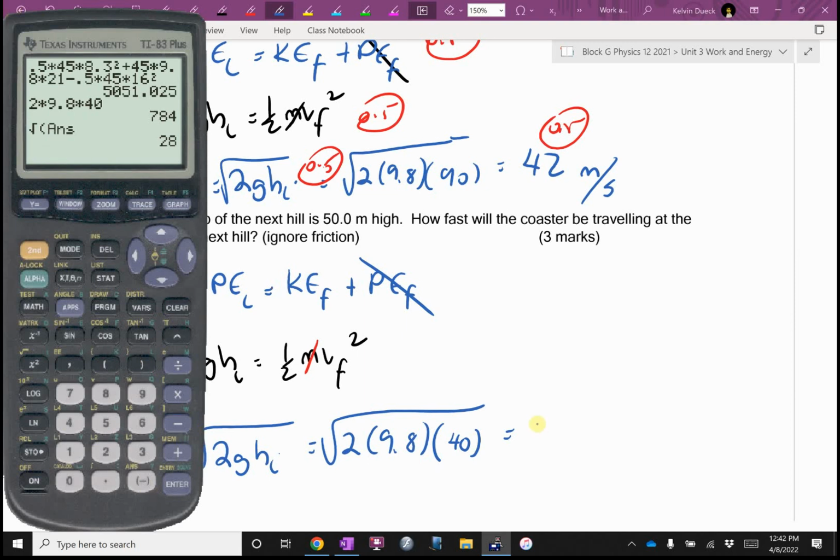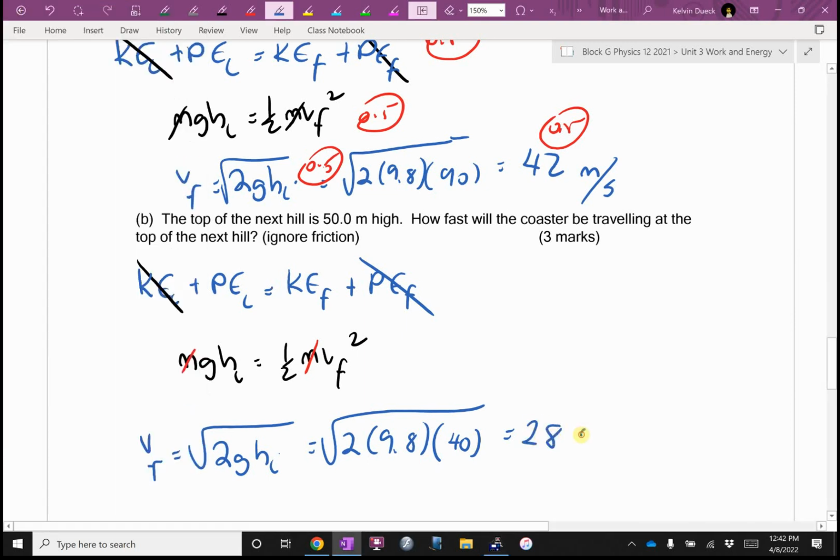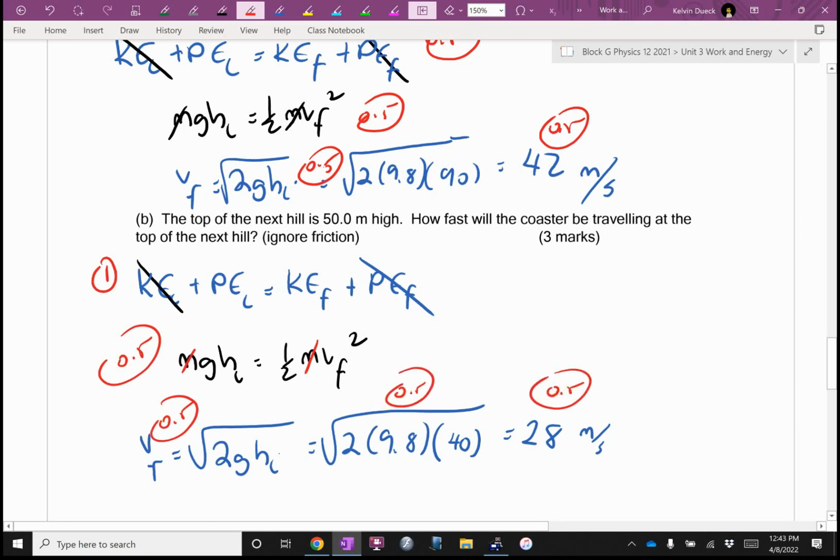28. On the test, they probably won't work out evenly because I don't care enough about you to do that. For 3 marks, I would give you 1 mark for that. I would probably give you a half mark if I saw that. Half mark for that. Half mark for the number. Half mark for the answer.